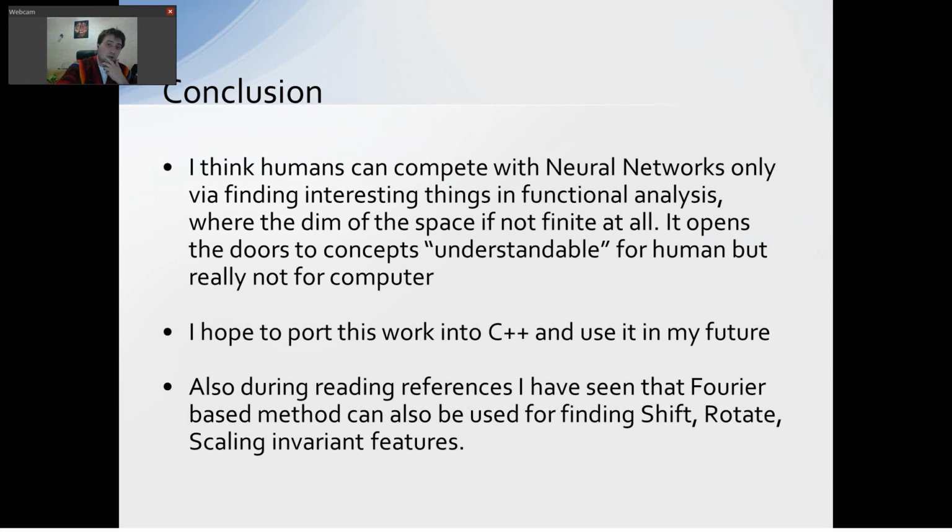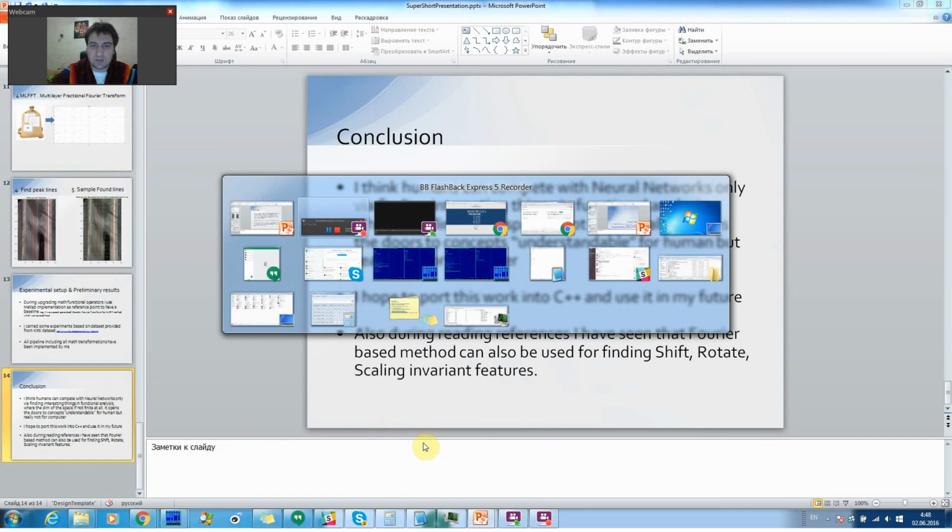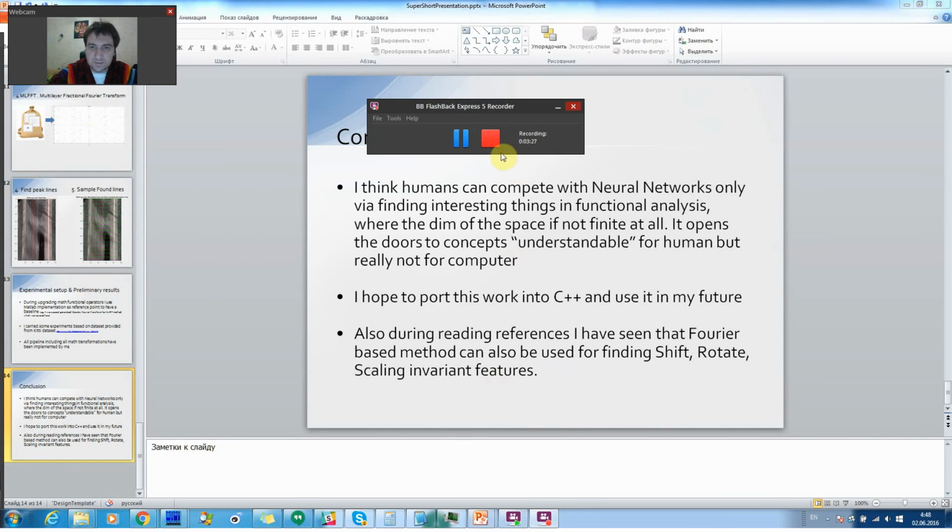Conclusion: I think humans can compete with neural networks only by finding interesting things in functional analysis, where the dimension of the space is very high, and it opens the doors to concepts understandable for humans. We can understand limiting processes and integration, but a computer doesn't really know what they are. I hope to port this work to C++. So that's all. Thanks.